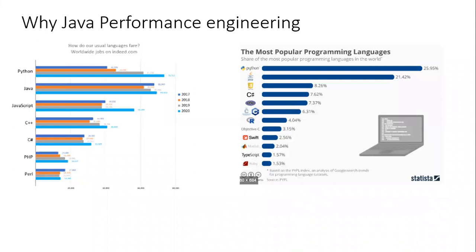Okay, so I was talking about Java performance engineering. Do we really need to spend time on Java performance engineering? Because we all know there are a lot of languages in the IT world, and every year you would see a lot of programming languages coming into the picture with the cloud and DevOps. A lot of your Python and JavaScript are gaining popularity every year, right?